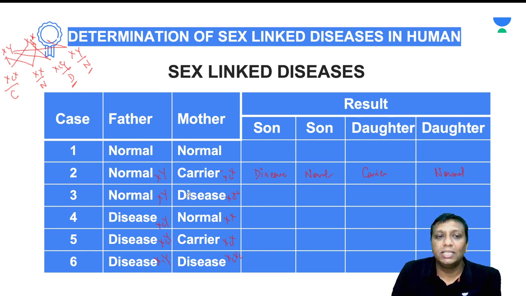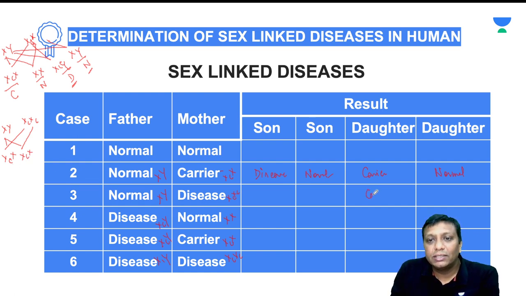Father is normal and mother is a disease. So father normal means XY. Mother disease means XCXC. See, what about the combination? You know very well. XCX, XCX, XCX. You always try to write the C first. XCX, second combination again XCX, again XCX. XCX means what? Daughter as a carrier.